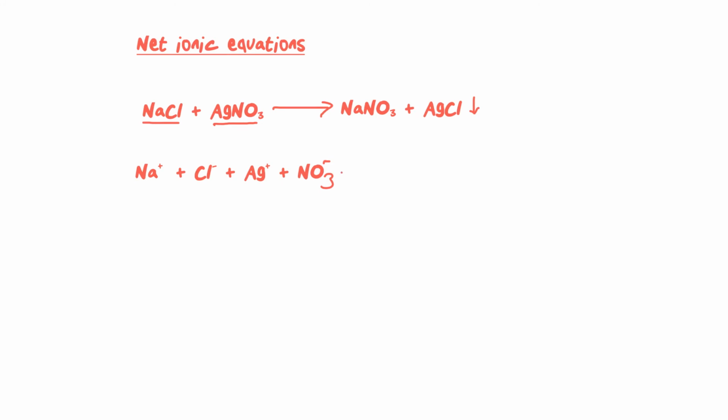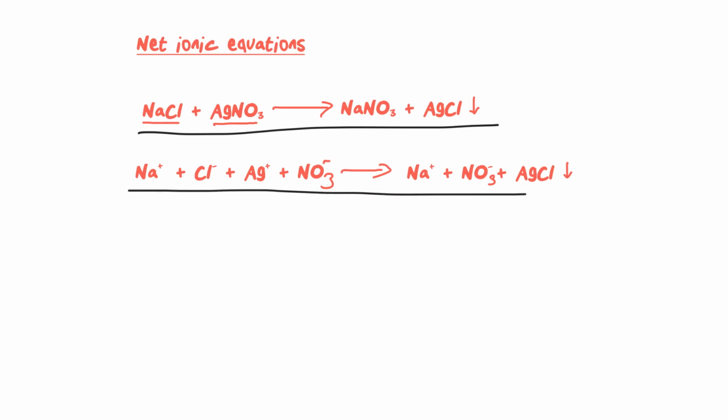Now, what am I going to get? I'm going to get sodium ions plus nitrate ions plus silver chloride followed by a downward facing arrow. If you were to compare this equation and this equation, you will notice that they're basically the same equation. It's just that I took all my reactants and I dissociated them.